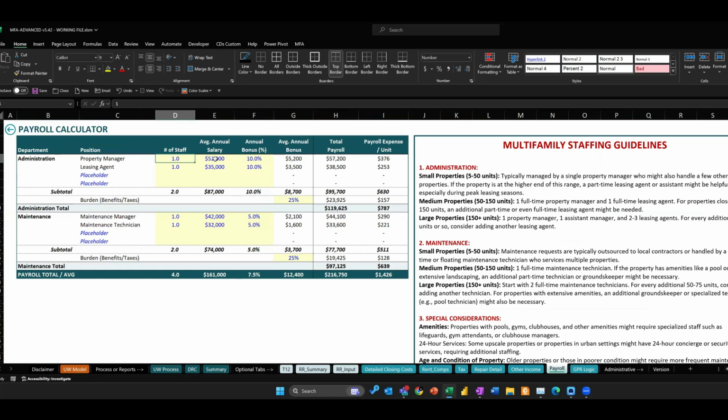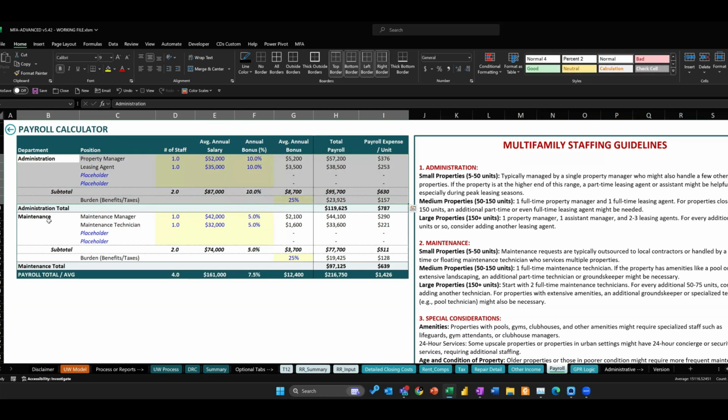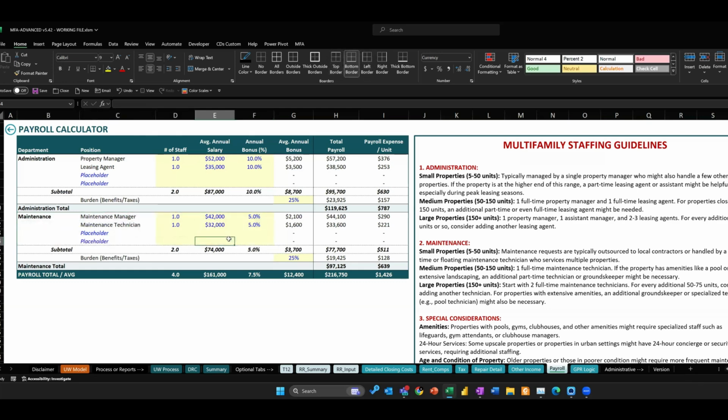Say I have one number of staff. The average salary is 52,000. We're going to give a 10% bonus annually, on average. And then you have a burden rate. So you have the administration. This is often referred to as the in and the out: the staff that's in the office and the staff that's outside the office, which is the maintenance outside. And so you can make some assumptions.